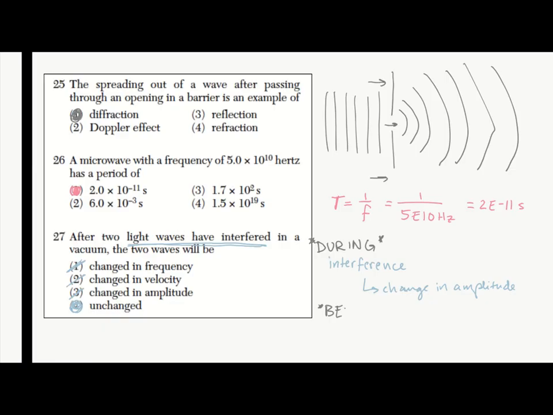Before and after, the 2 waves go off their merry way. So it's unaffected. So let me draw this on a side spiel for you guys. Okay. So this is what happens before. These 2 waves are going to approach each other. This is what happens during interference. And this is what happens afterwards. So after they pass through each other, they just continue on their merry way as if nothing happened. Hence why our answer to this question is unchanged.